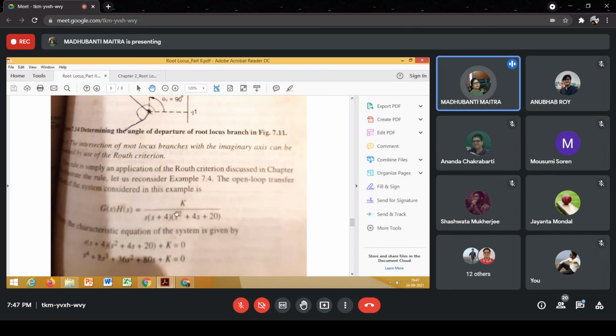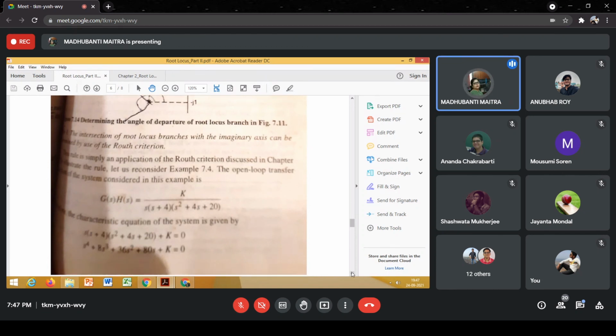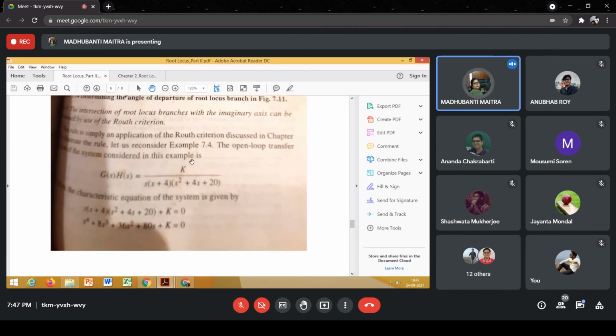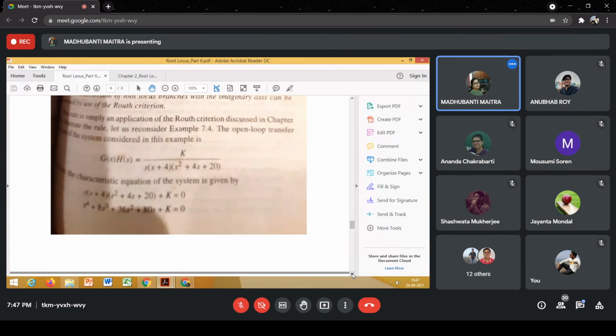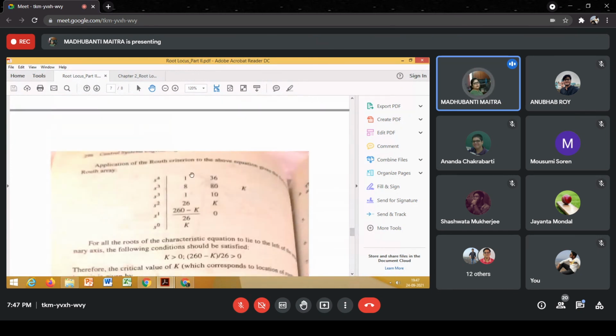So let's take that particular example where the open loop transfer function is given by k by s into (s plus 4)(s square plus 4s plus 20). So for applying Routh's stability criterion from the open loop transfer function, we'll have to formulate the characteristic equation. So this is the characteristic equation, this plus k is equal to 0, right? Now we'll apply Routh's stability criterion. So it's a fourth order system.